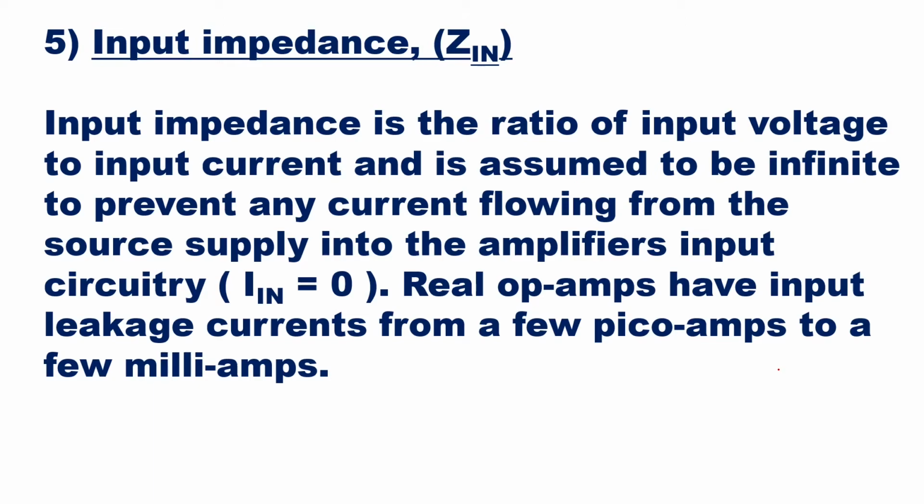Real op-amps have input leakage currents from a few picoamps to a few milliamps. There might be a small leakage current, but the current ideally should be equal to 0 because the input impedance value is very high and ideally it is infinite.